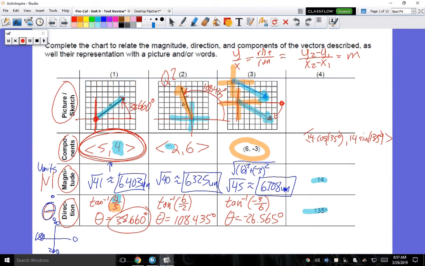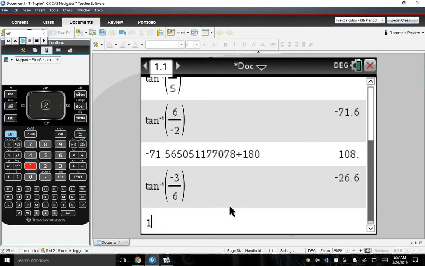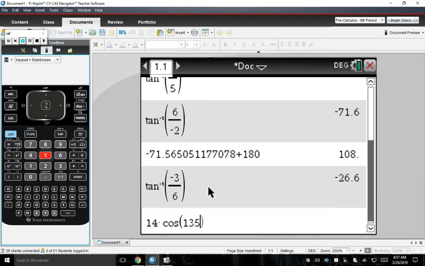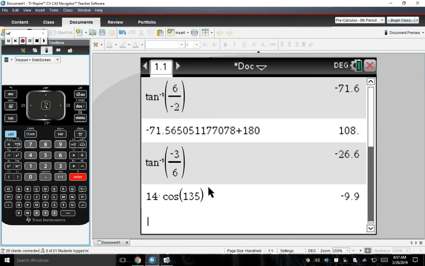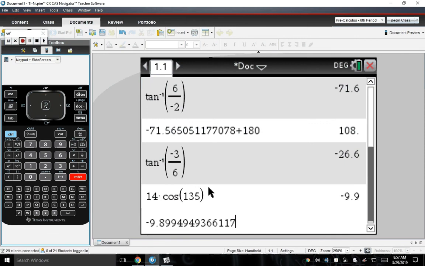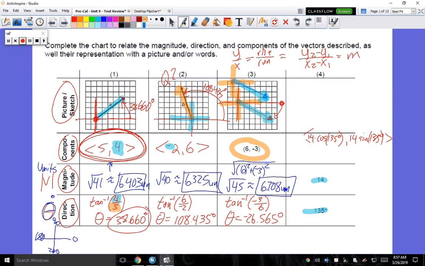Okay, so let's see what we get with the calculator with 14 cosine of 135. Okay, so 14 times the cosine of 135 degrees, it is in degree mode, and we get negative 9.9. Okay, so negative 9.9 is what we're going to put into that slot, and let's go ahead and see what would that be to a little bit more decimal places. So 899 is what we're going to have. So negative 9.899 is the x component.